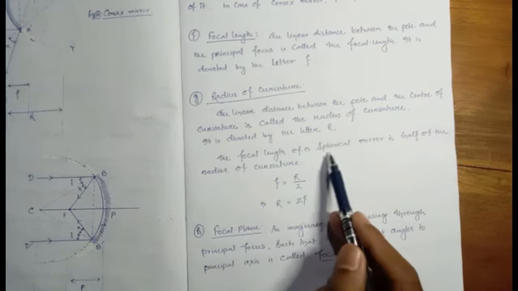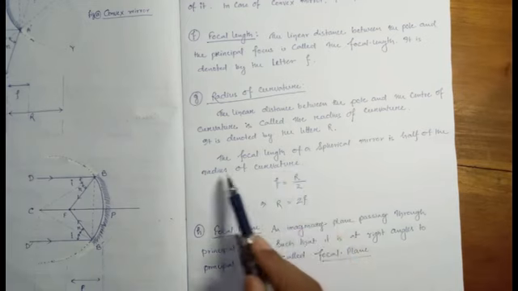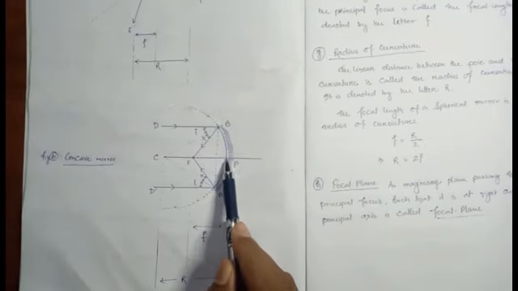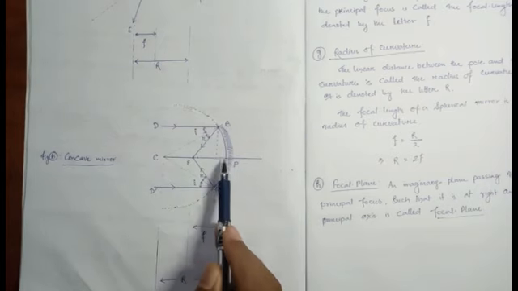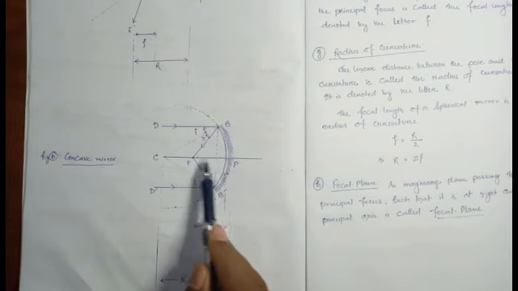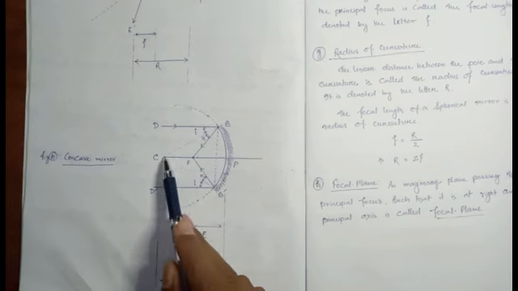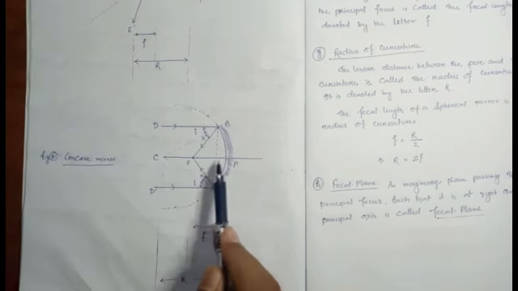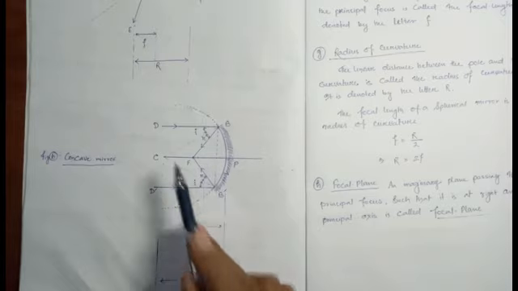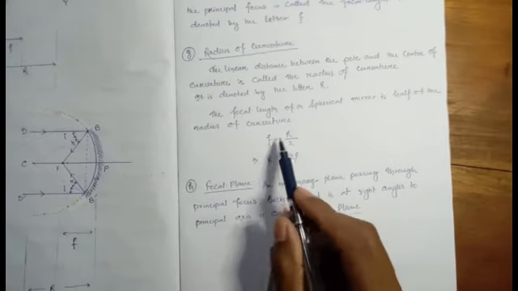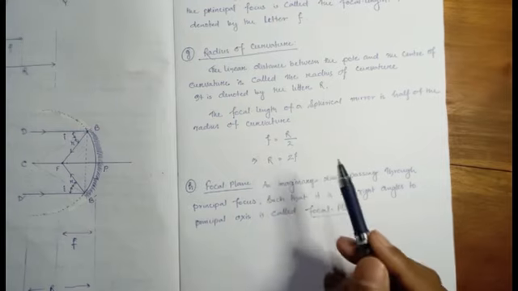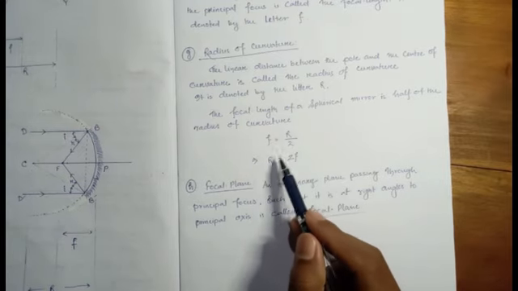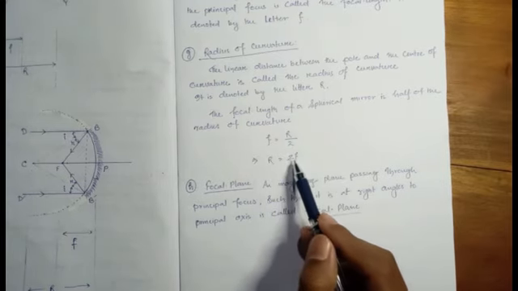The focal length of spherical mirror is half of the radius of curvature. So as you know, from F to P is called what? Focal length, and C to P is called what? Radius of curvature. So it is found that the distance from focus to pole is half of the distance from center to pole. That is, focal length is half of radius of curvature. Okay, so you see focal length F is half of radius of curvature. Therefore, you can write the radius of curvature is twice the focal length.